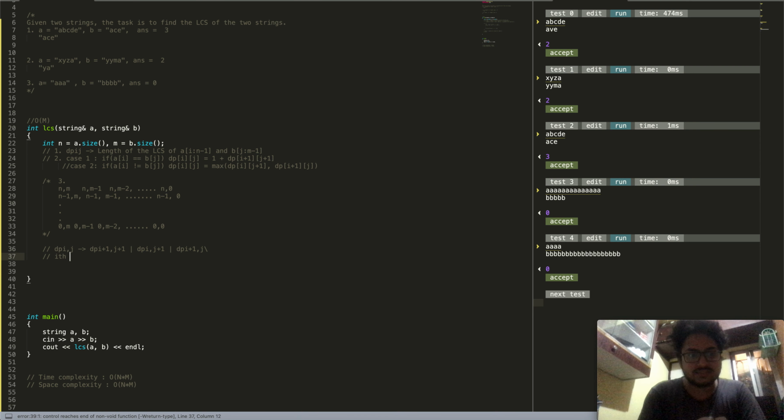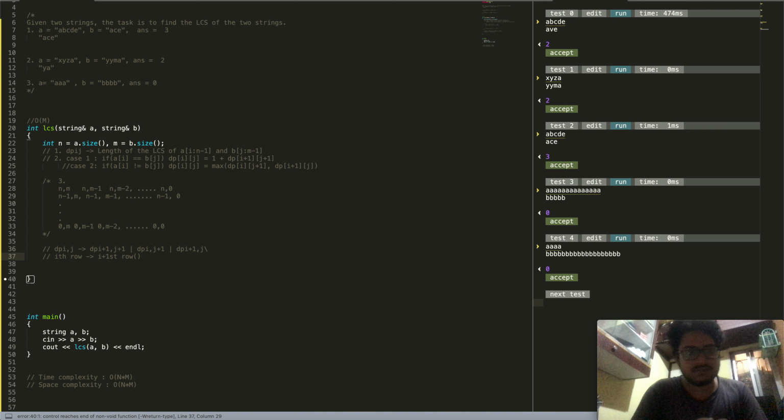to solve the ith row of this dp, and this is the important part, all we need is the values of the i plus first row. If we know the values of the i plus first row, we can calculate the values of the entire ith row. So that's what we are suggesting over here.